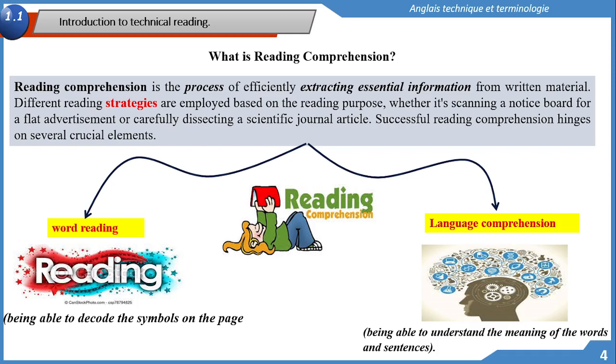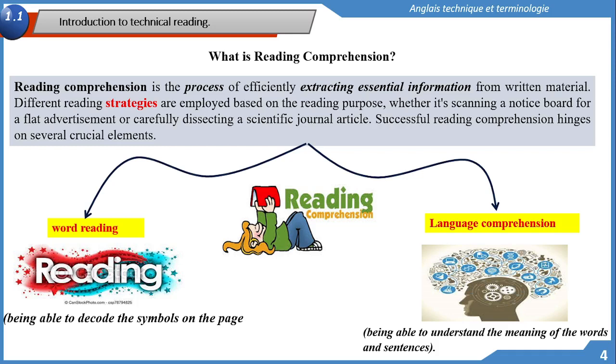So let's give you more explanation about this. Word reading is the ability to recognize and understand the individual words on a page or screen. It's like knowing what each word means. Language comprehension is the ability to grasp the meaning of those words and how they work together to convey a message. It's like understanding the bigger picture or story.